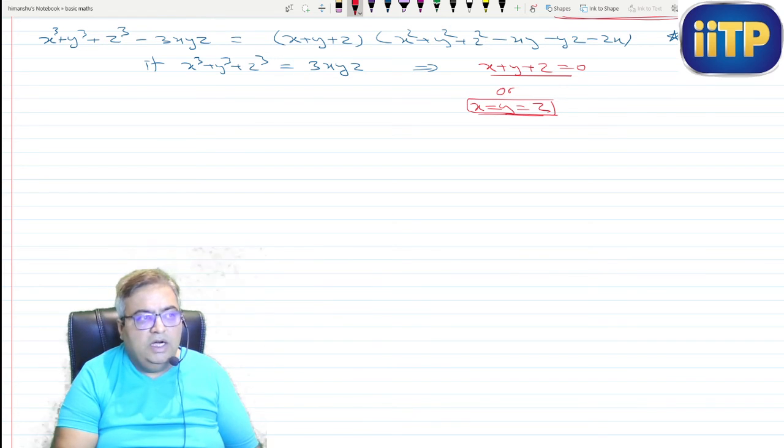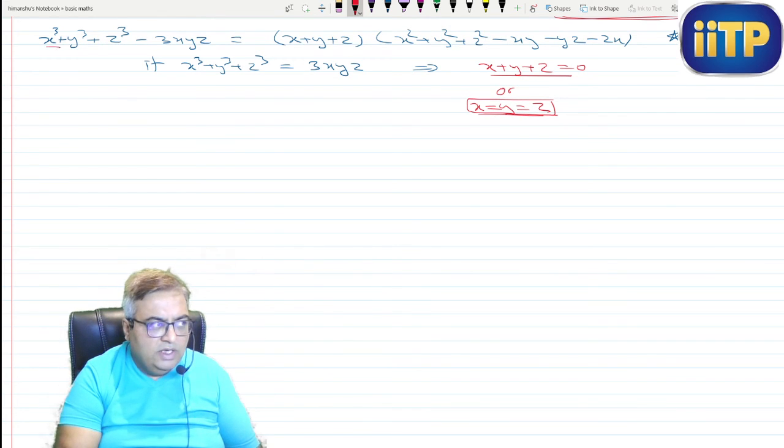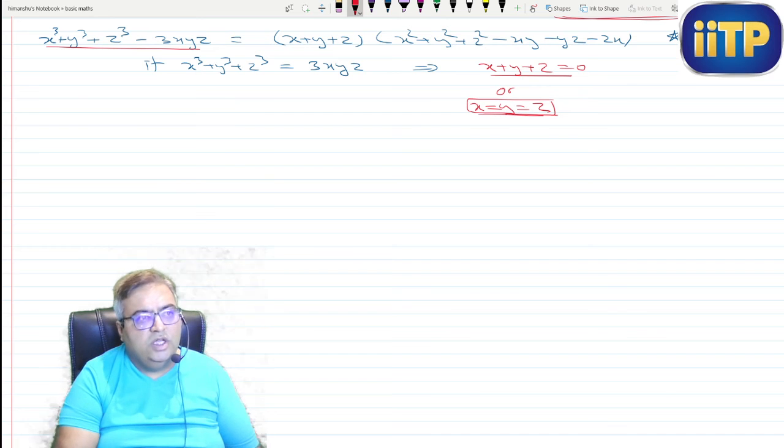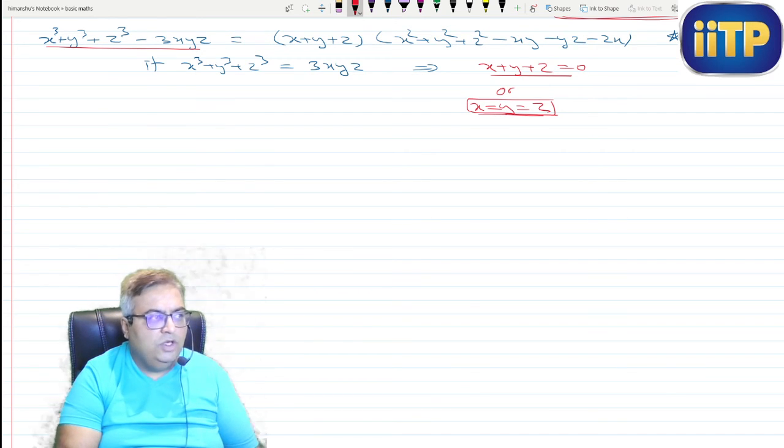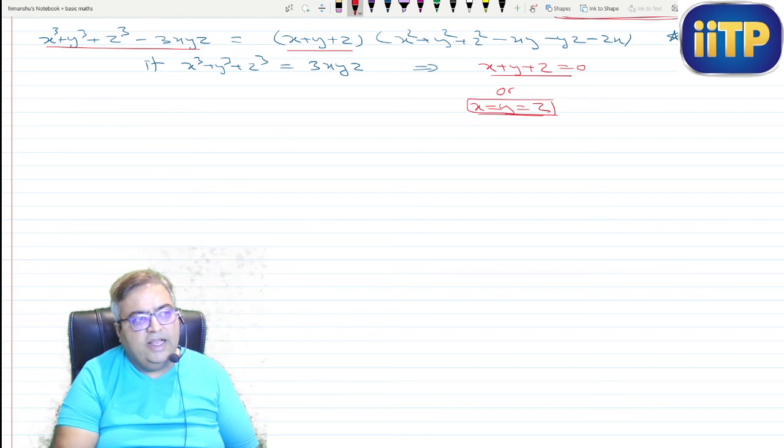Now from here, if this expression equals 0, the LHS will become 0, so this product will be 0. It will be 0 when either of the factors is 0. So x plus y plus z being 0 is justified. But how does the other case come? So let's see a manipulation. You have to remember this part.